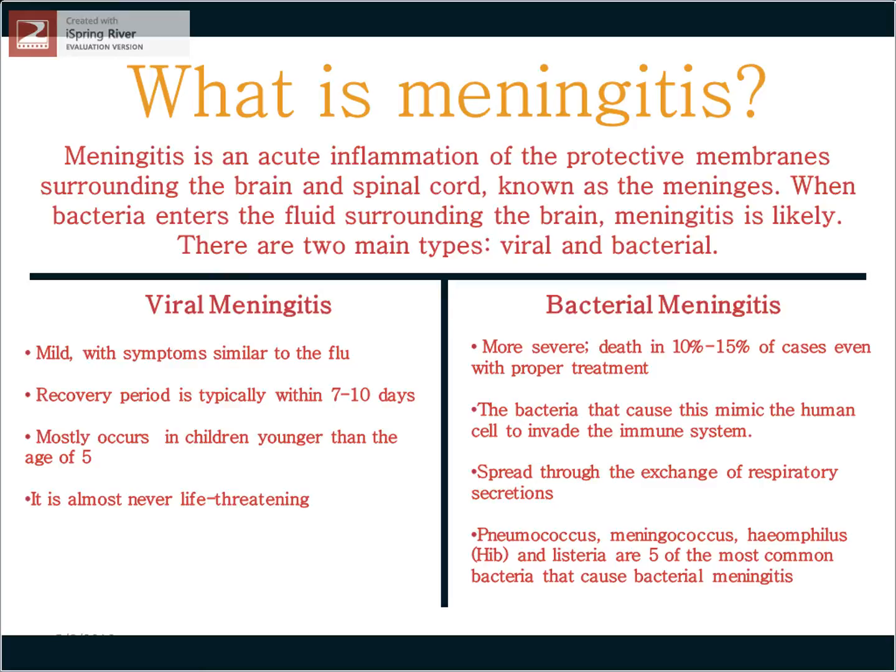So what is meningitis? Well, meningitis is an acute inflammation of the protective membrane surrounding the brain and spinal cord, known as the meninges. This occurs when bacteria enters the fluid surrounding the brain. The two primary types of meningitis are viral or bacterial.